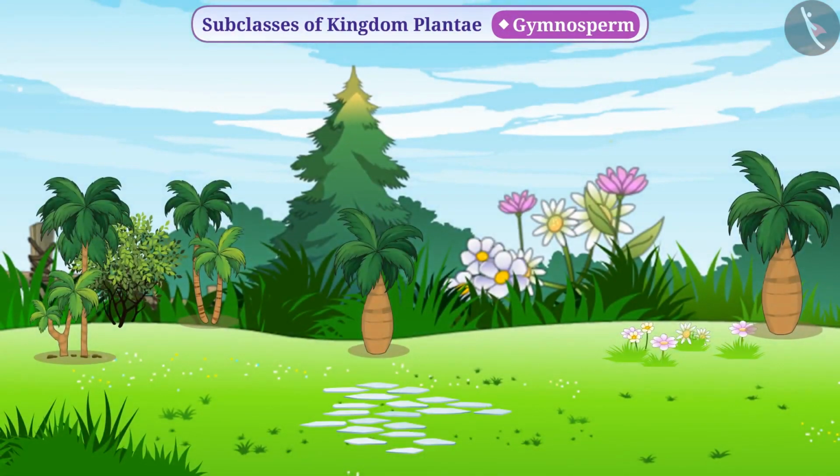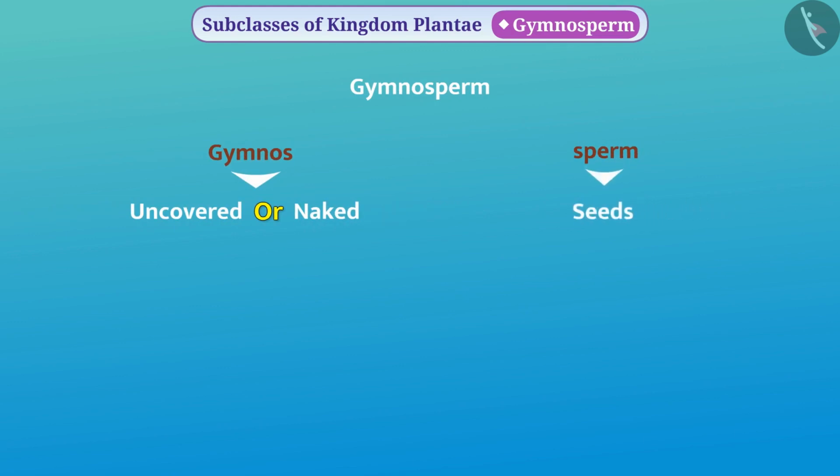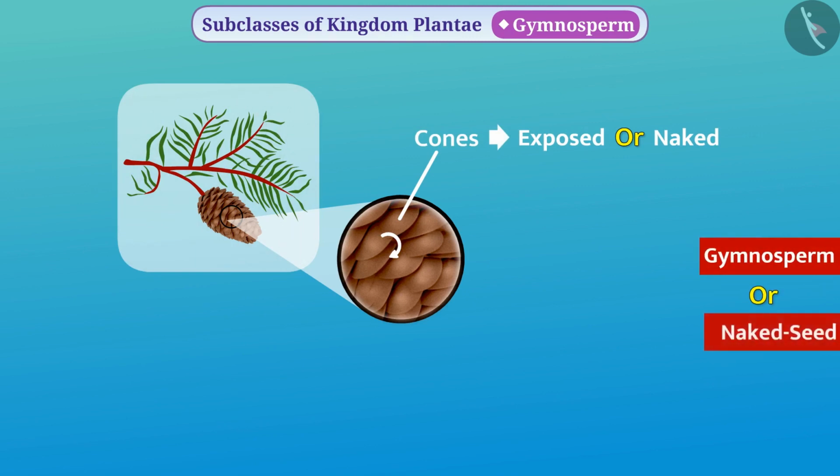In the garden, you must have seen plants such as cycas and Christmas tree. Gymnosperms. The term is made up of two Greek words, gymnos, meaning uncovered or naked, and sperm, meaning seeds. These are plants whose seeds are not covered by the ovary wall, but are in open, that is, exposed or naked positions in small twigs or cones. For this reason, they are also called gymnosperm or naked seed.